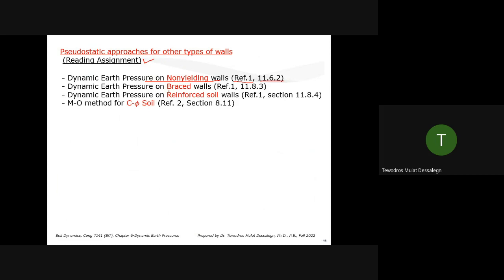For braced walls, reference 1, section 11.8.3. Or reinforced soil walls, reference 1, section 11.8.4. Or for MSE soil, reference 2, section 8.11. So just look at them. It's a reading assignment, nothing to submit. Just be aware that we have other advanced methods for complicated walls.